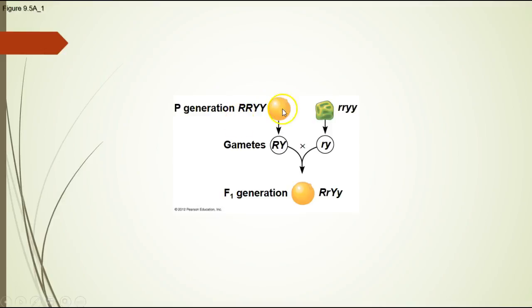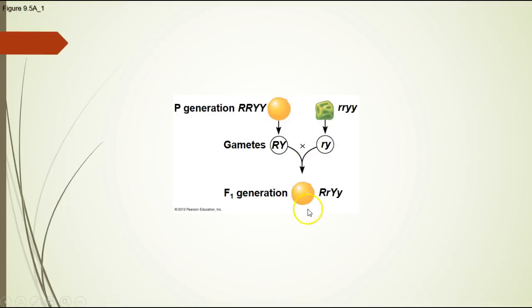Here's our parent generation. Remember that you have 2 alleles for each characteristic, so we've got 2 capital R's for round and 2 capital Y's for yellow for the round yellow seed, and then we've got 2 lowercase r's and 2 lowercase y's for the wrinkled green seed. Each gamete that is produced is going to contain an R and a Y, one of each. For this particular plant, the only type of gametes it can produce have one capital R and one capital Y, and for this one we have a lowercase r and a lowercase y.